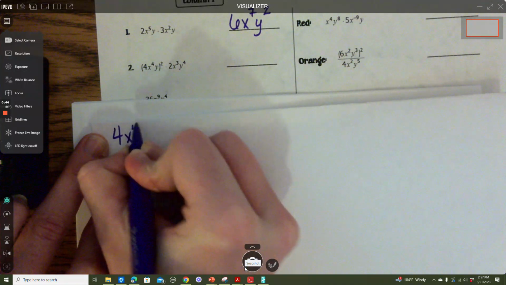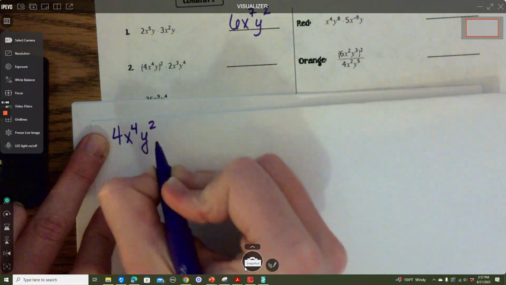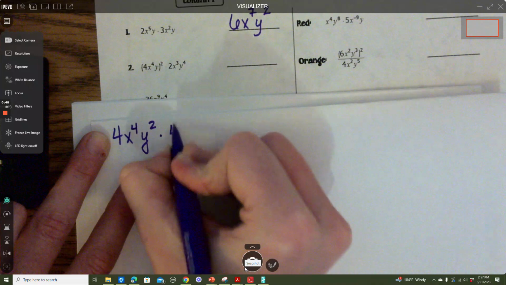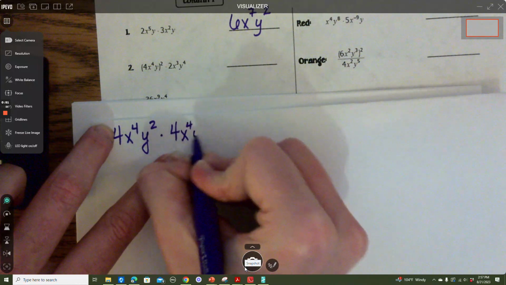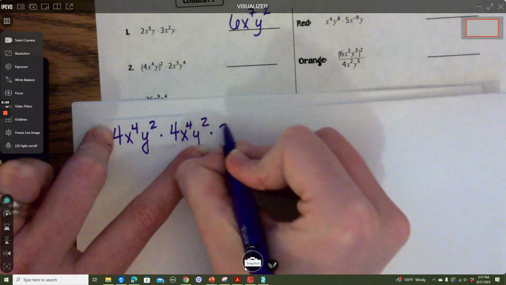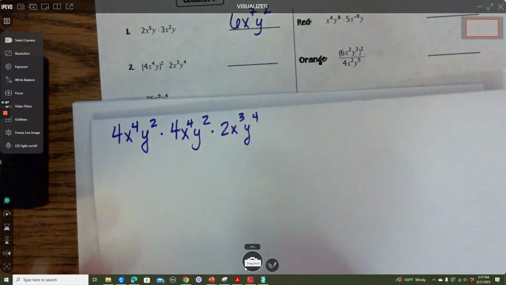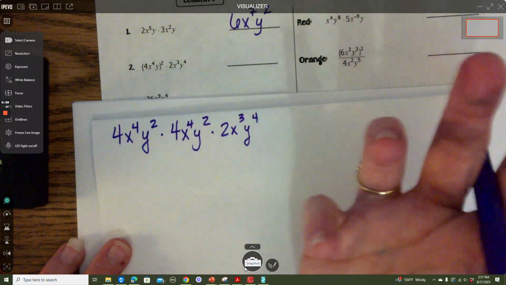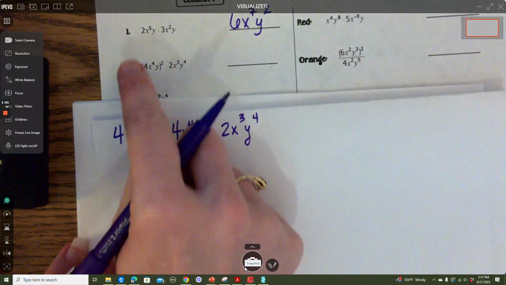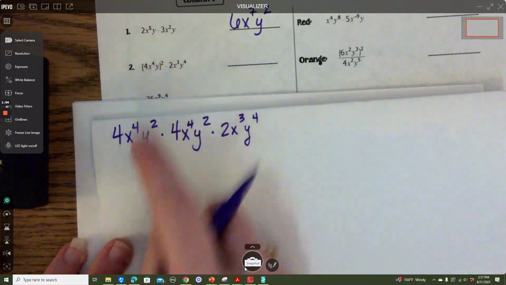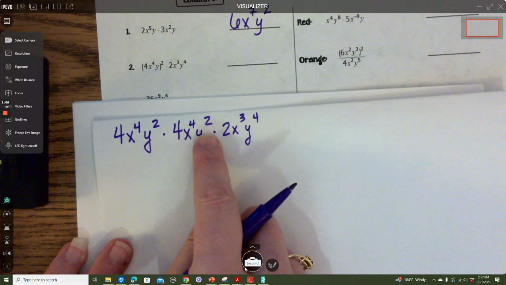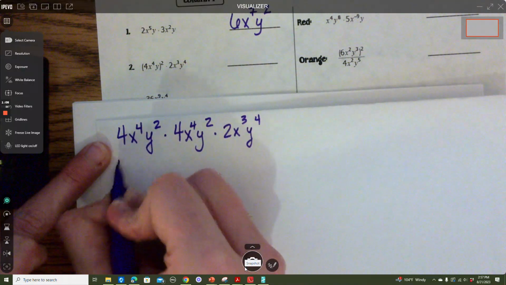So 4x to the 4th, y squared, and I'm squaring it, so I would just multiply it by itself. And then I have the rest of it, 2x cubed y to the 4th. So it's just understanding what the exponent means. If you're squaring something, you're taking that whole piece inside the parentheses and multiplying it by itself. And then I can break it down.